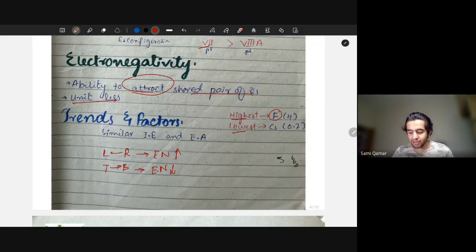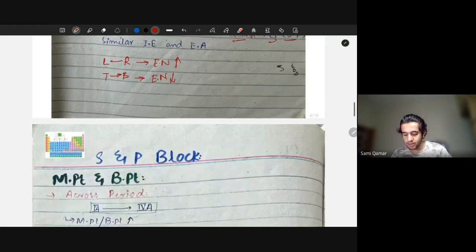Lowest will be cesium. Again, why? Because it lies in the first group, at the bottom left. So it will have the lowest electronegativity, which is 0.7, while fluorine has 4. You should have these things pretty clear in your mind.